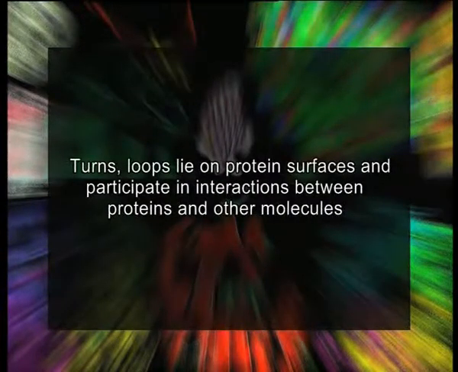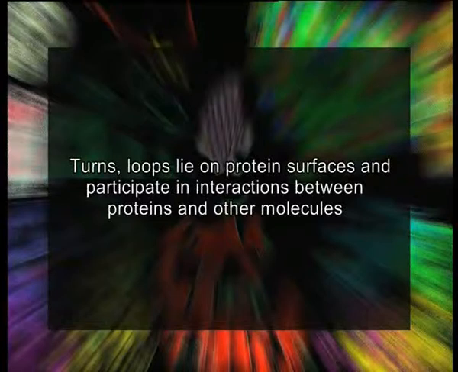Unlike alpha helices and beta strands, loops don't have regular periodic structures. Nonetheless, loop structures are often rigid and well defined. Turns and loops invariably lie on the surface of the protein and thus often participate in interactions between proteins and other molecules. Now we come to the tertiary structure of proteins.